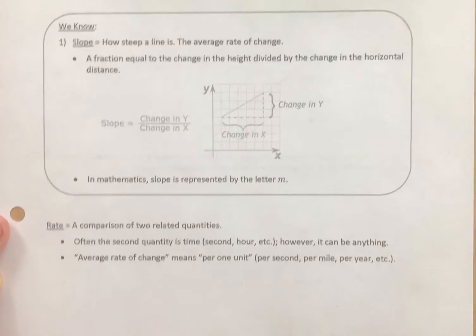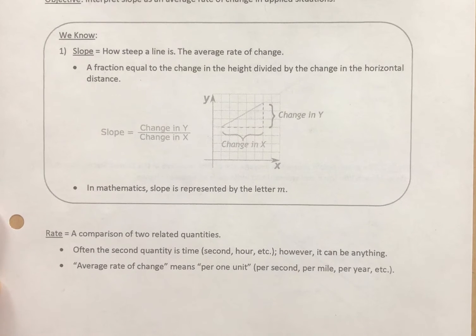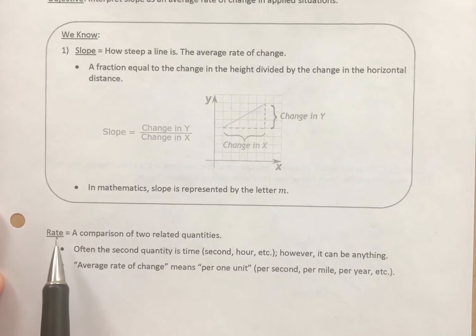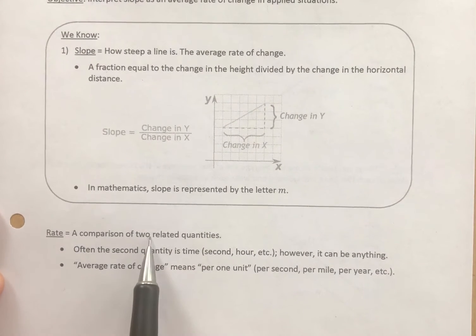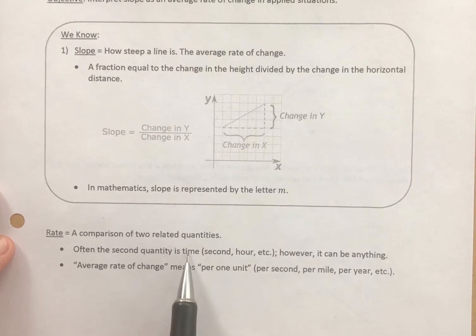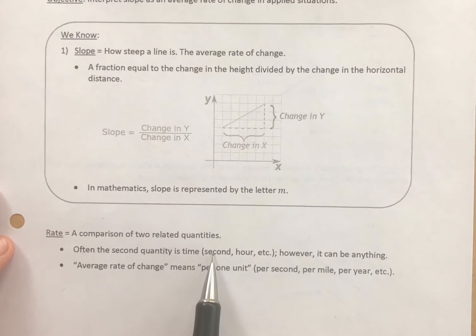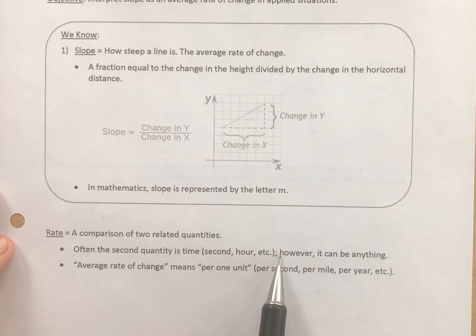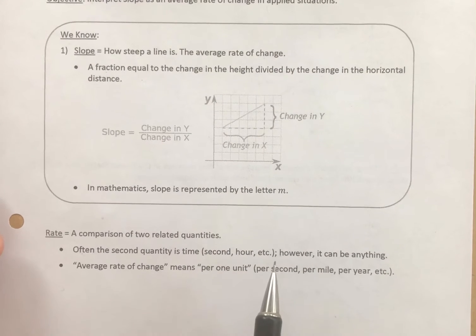Okay, so what is a rate? If we're going to talk about the average rate of change, what is a rate? A rate is a comparison of two related quantities. Often, when you're dealing with rates, the second quantity is time, seconds, hours, etc. However, it can be anything.